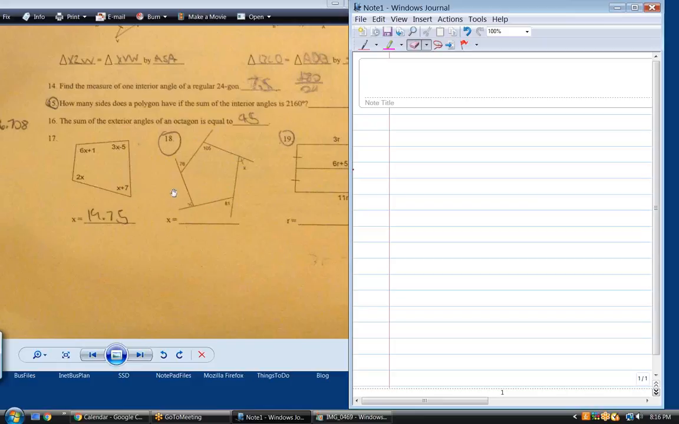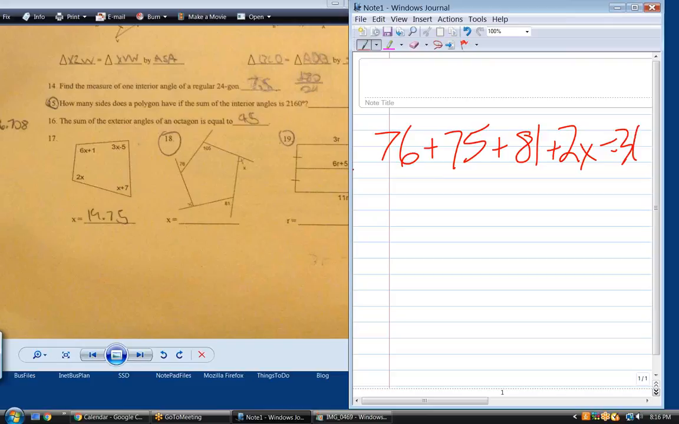So give me an equation that we can solve that's going to have x in it. Start with 76. 76 plus 75 plus 81 plus 2x equals 360. You got it. And that's easy to solve.